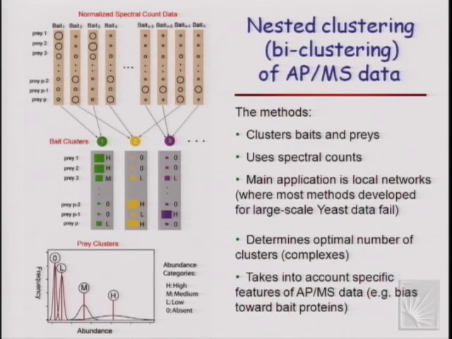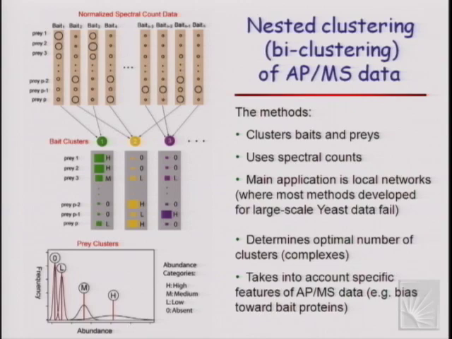The main application of this clustering is not to large-scale networks, but to local networks. By doing this bi-clustering, we not only cluster baits into complexes, into clusters, but we also, for each prey that can participate in multiple complexes, assign it to different abundance categories, say high, medium, low abundance, or not identified. So we can easily detect attachments, proteins that participate in multiple clusters, multiple complexes, but at different abundance levels. So we get a better idea of the stoichiometry and, in some way, the dynamics of complexes if the same method is applied in a dynamics context.